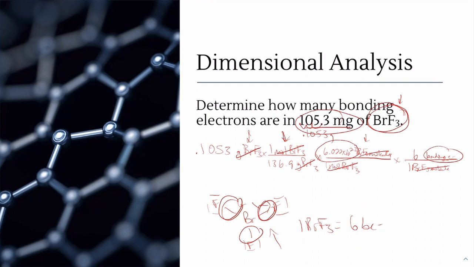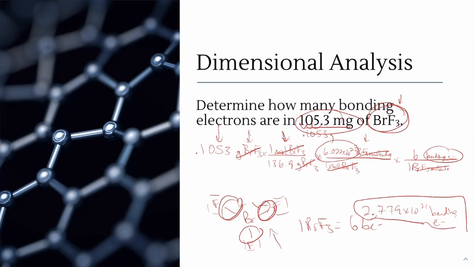So ultimately, if you do that right, including sig figs, right, this is 4 sig figs right here, and our sig figs are usually based off of the measured value that they give us, this very first number. So our answer should have 4 sig figs, and if you do that correctly, you should get about 2.779 times 10 to the 21 bonding electrons. Okay, so that's our answer right there.